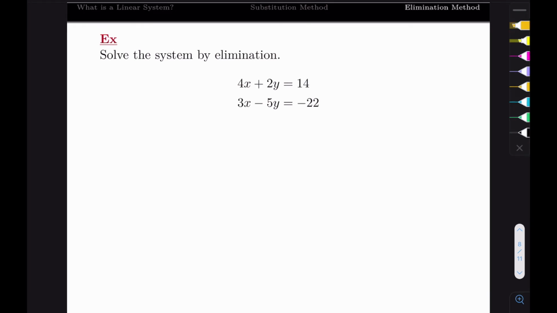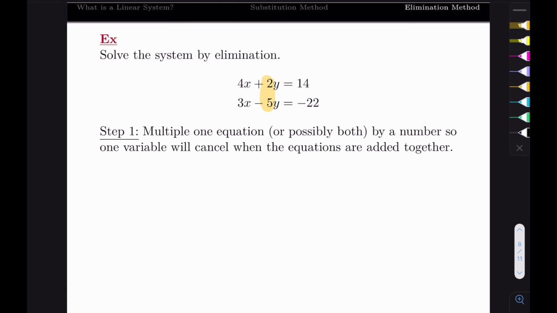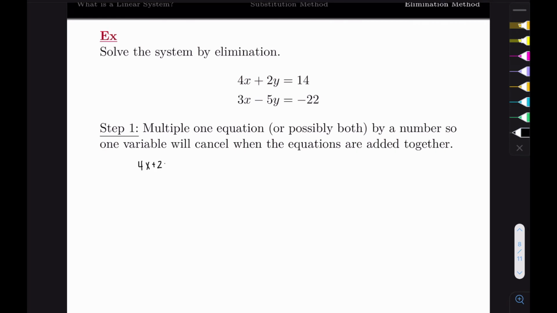So our goal with the elimination method is we want to add these equations together and cause one variable to eliminate. So if I have one value being like 10x and the other equation being negative 10x, if I go ahead and add those together, they're going to cancel. So looking at these values, we have a positive y and a negative y. If I can make those the same number out front, then when I add them together, they'll disappear. So the very first step is you're going to multiply one equation, or potentially both, by a number, so that one variable will cancel when the equations are added together. So I'm going to start just by rewriting my equations down here.